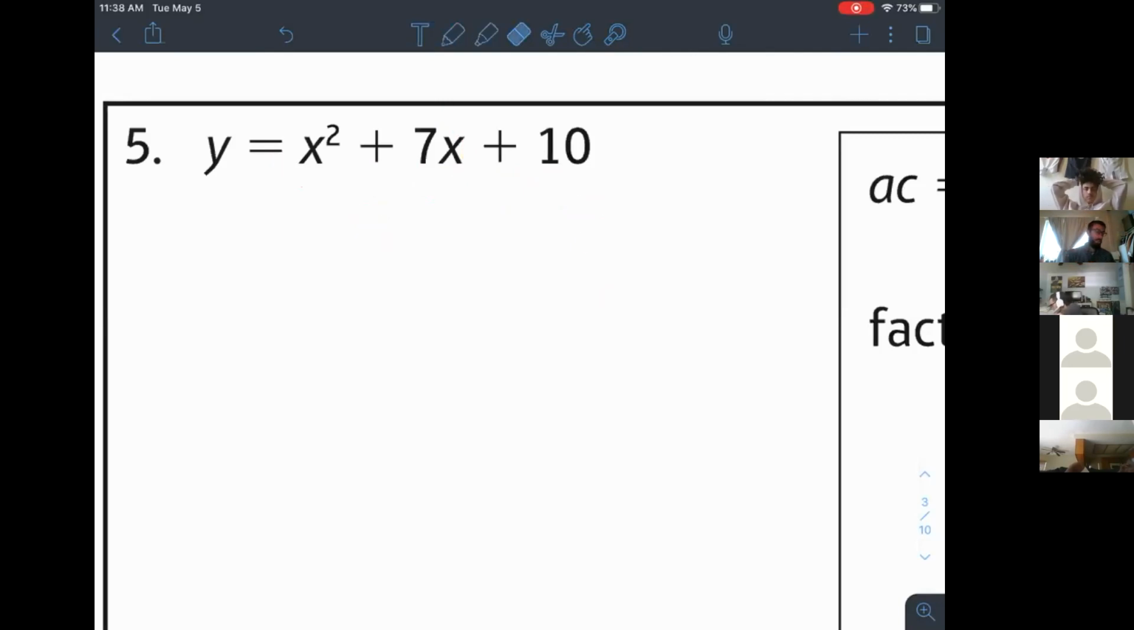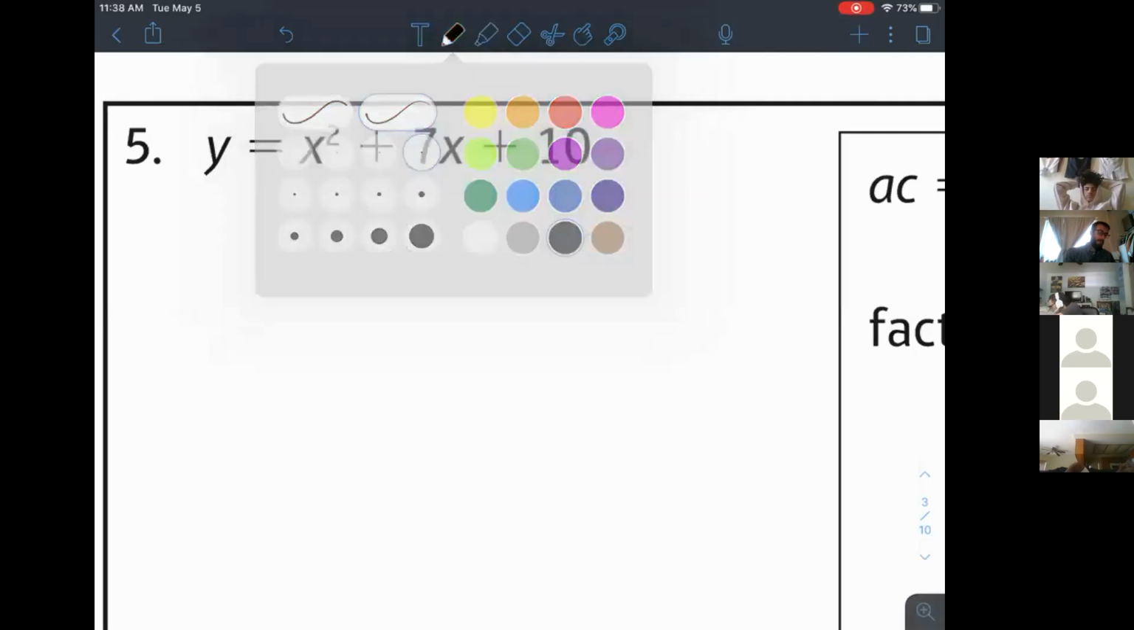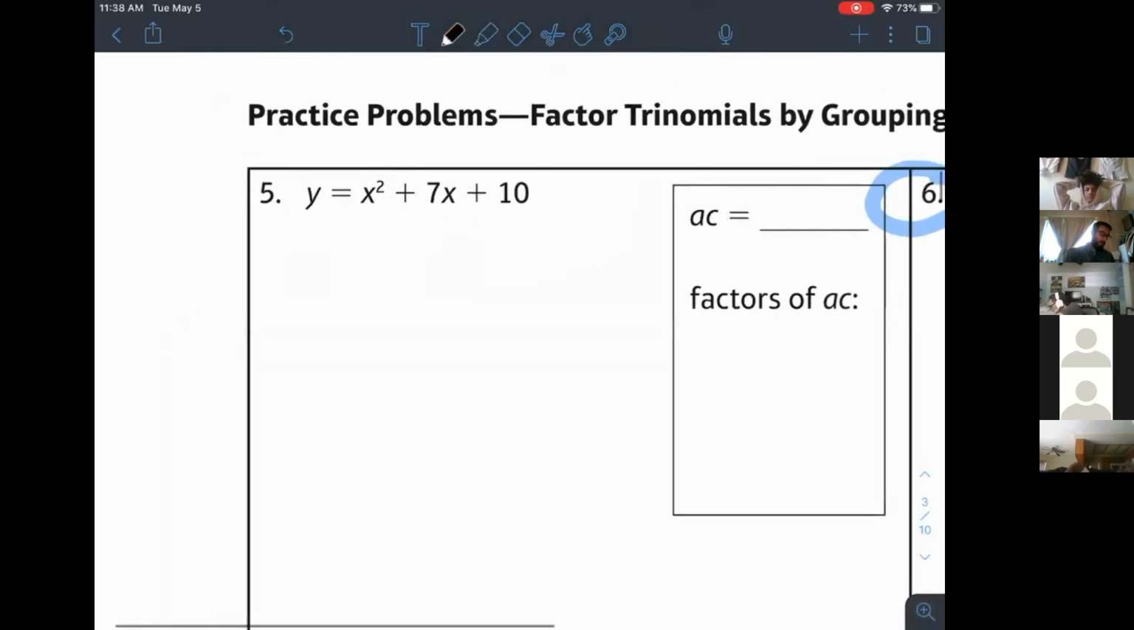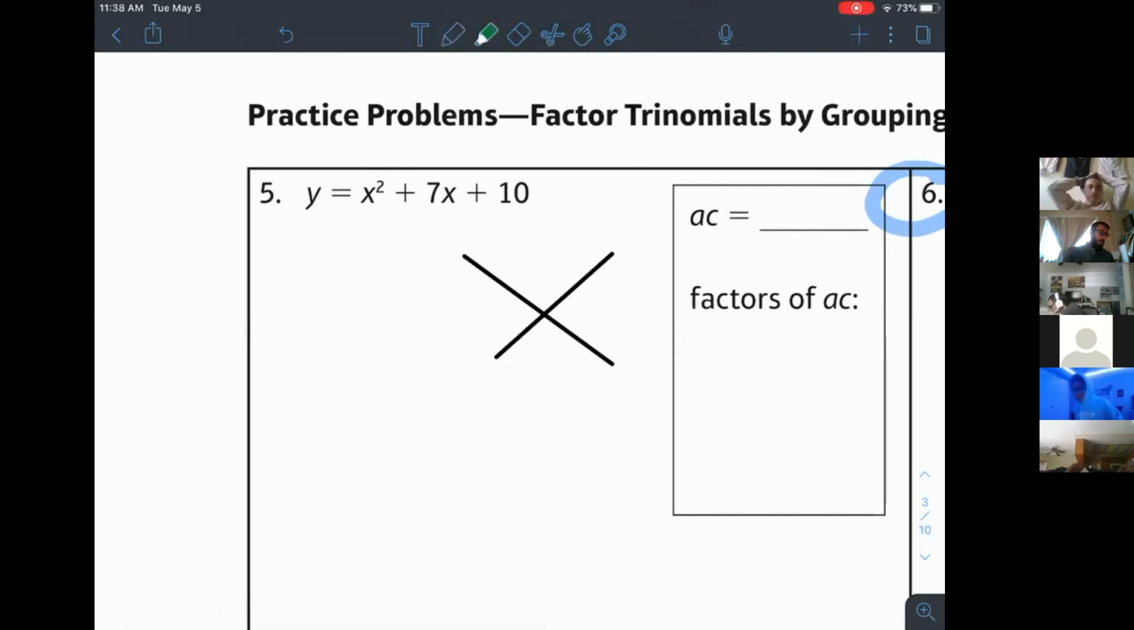So what we do is we set up our beloved X chart. Here we go. X chart, again, nothing to do with the fact that we have the variable x in here. It's just a way of thinking about it. We fill the top by doing the first number times the last number. A times C, first number times last number. What's A times C in this case? 1 times 10, which is 10.